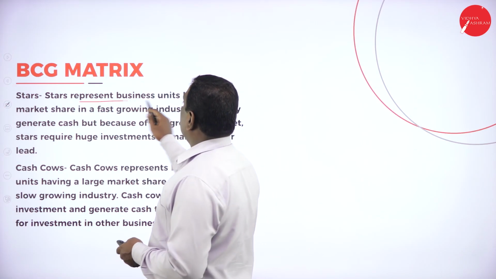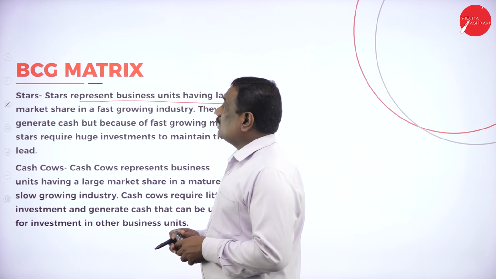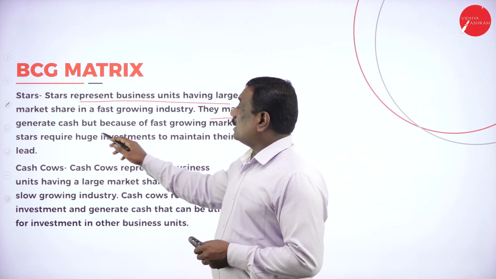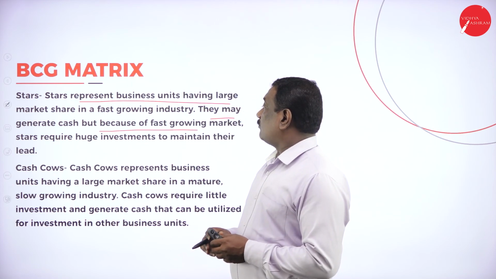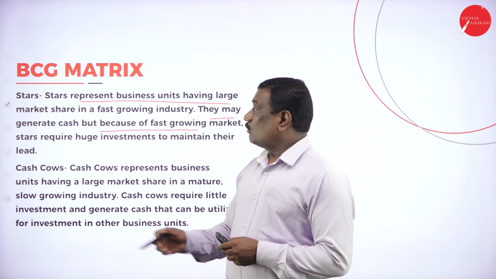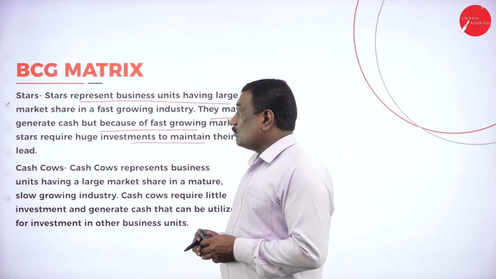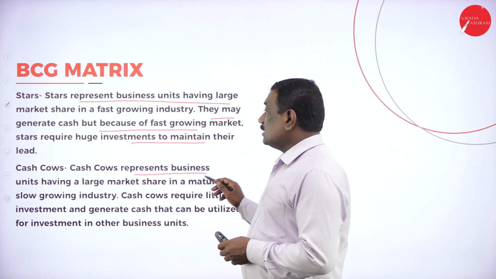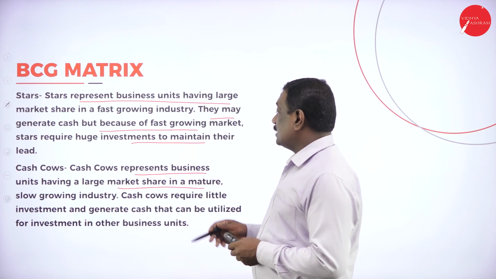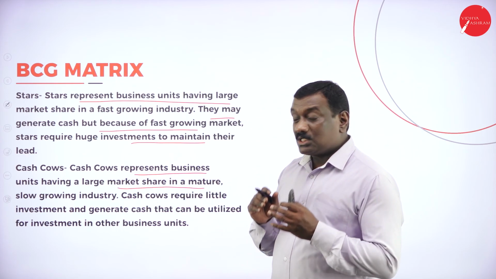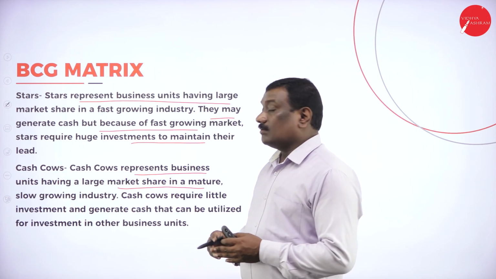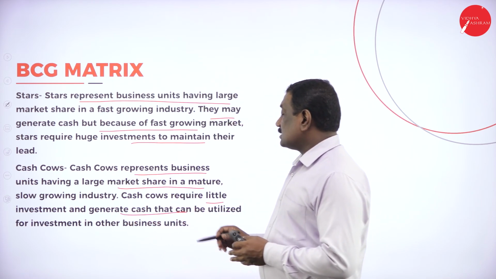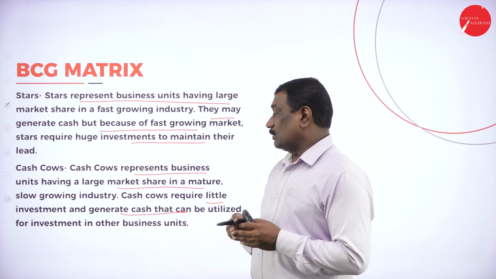Star represents business units having a large market share in a fast growing industry. They may generate cash, but because of the fast growing market, stars require huge investment in order to maintain their lead. Whereas cash cows represent business units having a large market share in a mature, slow growing industry. Cash cows require little investment and generate cash that can be utilized for investment in other business units.